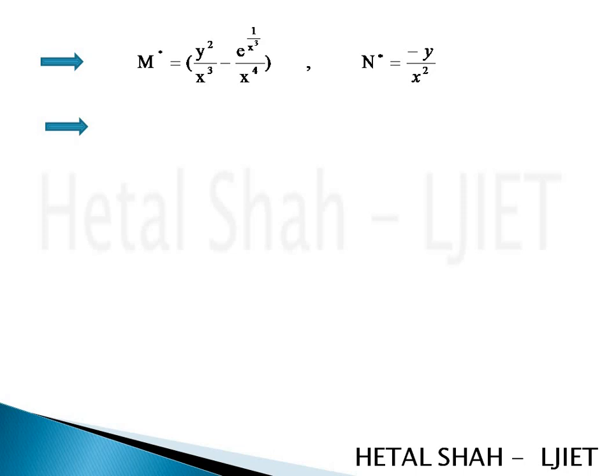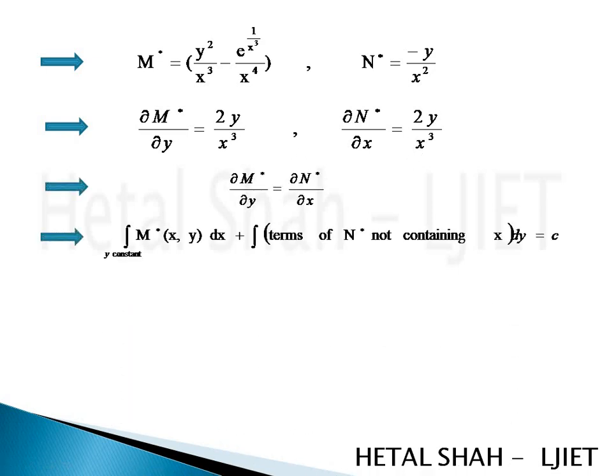Now the partial derivative of M* with respect to y is 2y/x³. In the second term there is no y, so it is constant and its derivative is 0. Similarly, the derivative of N* with respect to x is −2y/x³. Both are the same.